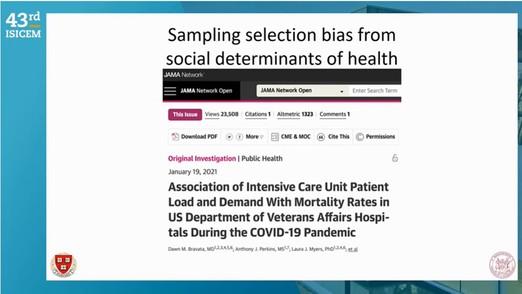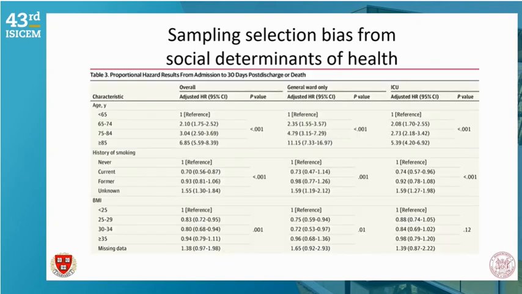So I'm going to very quickly give an example of a sampling selection bias from social determinants of health. This study came out during the pandemic, and they were looking for predictors of death if someone gets admitted to the hospital with COVID. But they used the database coming from the Veterans Administration. These are people who served in the Army, the Air Force, as well as those who retired from serving in the military.